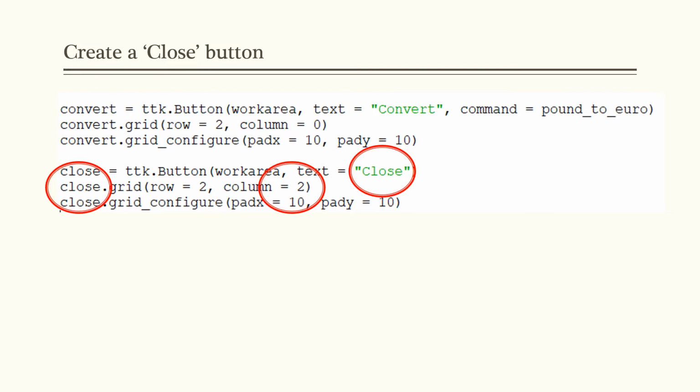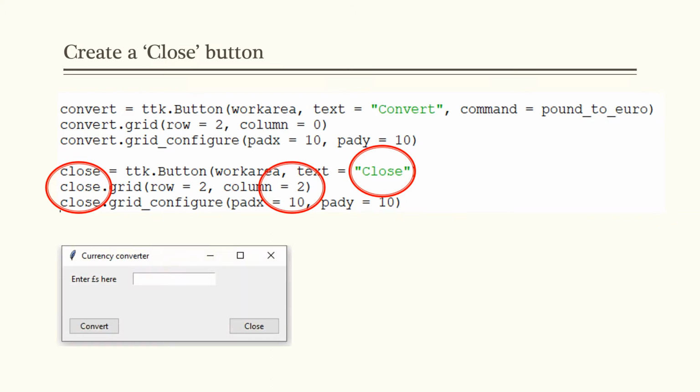If I put two buttons in the same position, one would overwrite the other. So do look out for that. If you make a button and you think, I can't see the new button I've made, it's probably because it's hiding under another button or something. But I've put this in row 2, column 2, where there isn't anything else. And when I run my program, you can see there's a new button on the interface. It doesn't do anything yet.